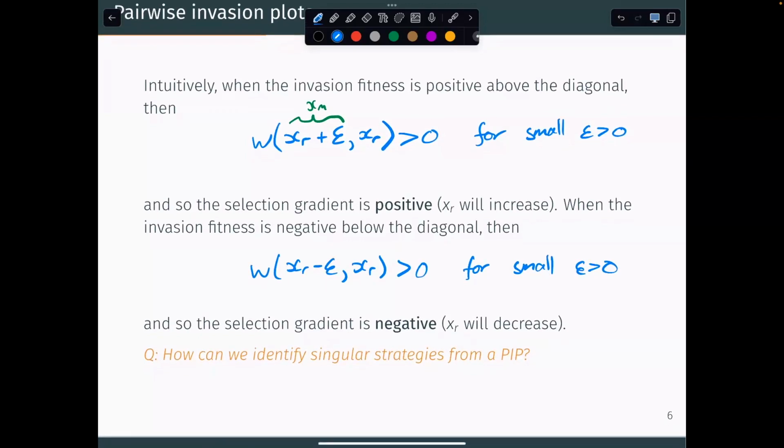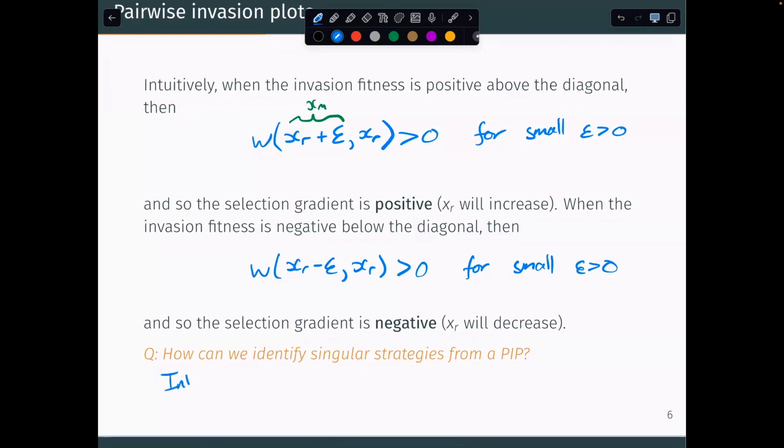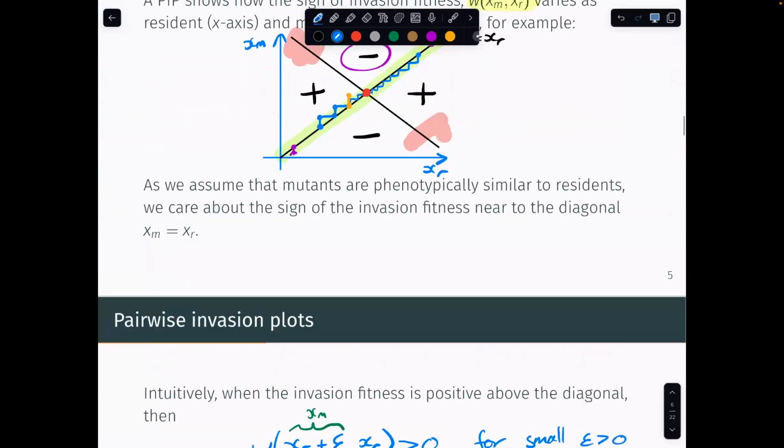So I've already said this, but how can we identify singular strategies from a PIP? Well, the intersections between these positive and negative regions along the XM equals XR diagonal. So along that diagonal that I've highlighted here in green.